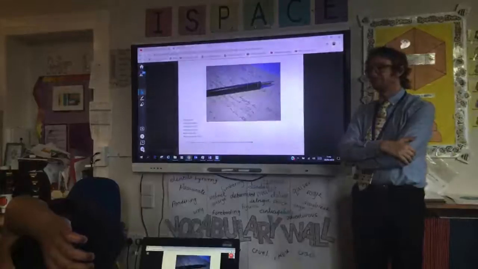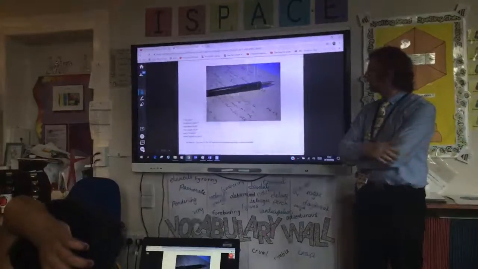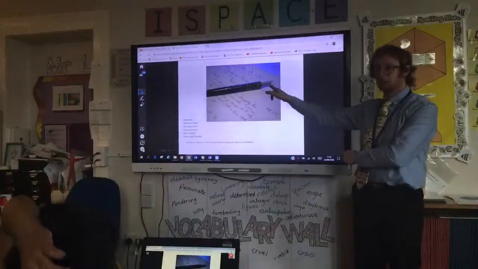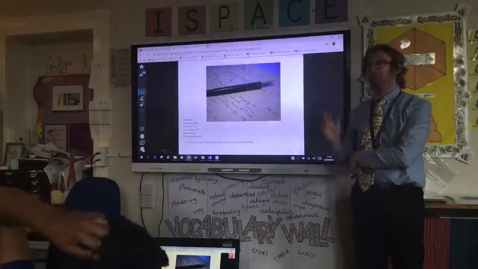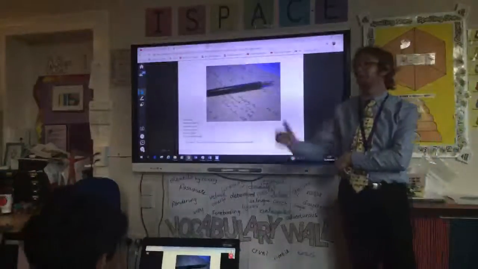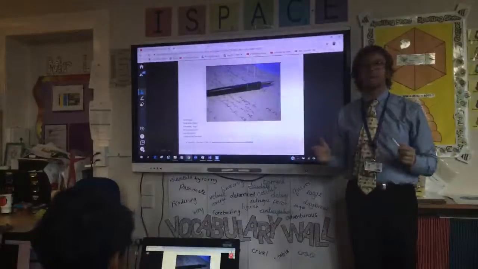Because it's got more of a pointier end? Yeah, it's got this nib on it. Easier than a ballpoint to write with? No, but easier than a quill to write with. So what does that tell you about the type of people who are writing? Are more people writing or fewer people writing? More. So why are more people writing?